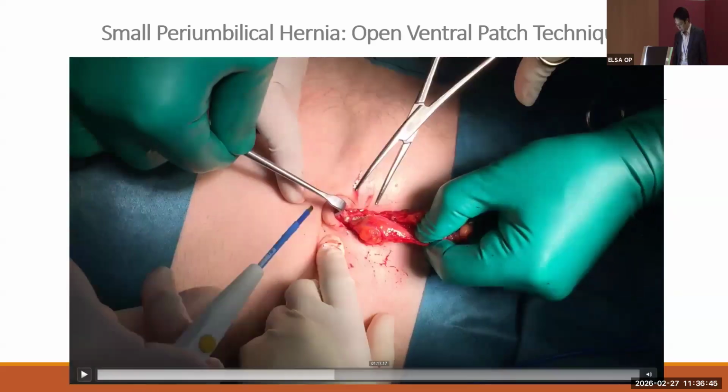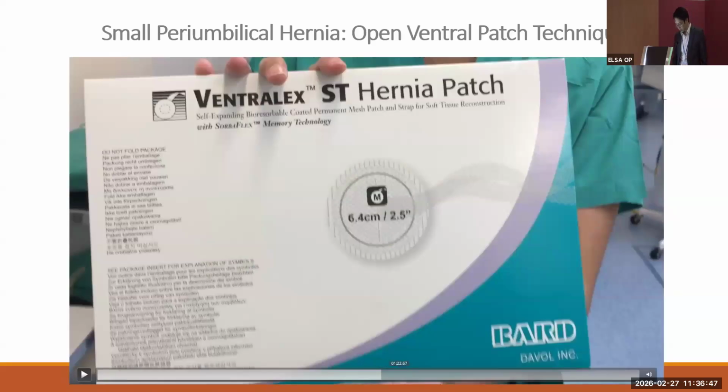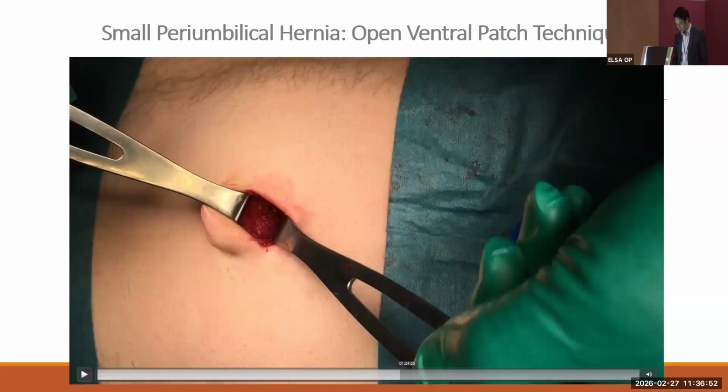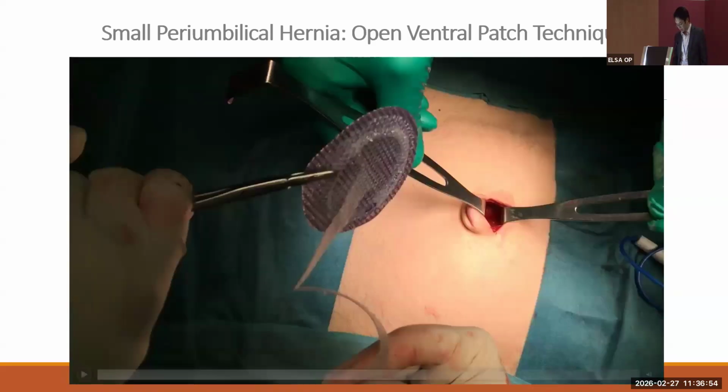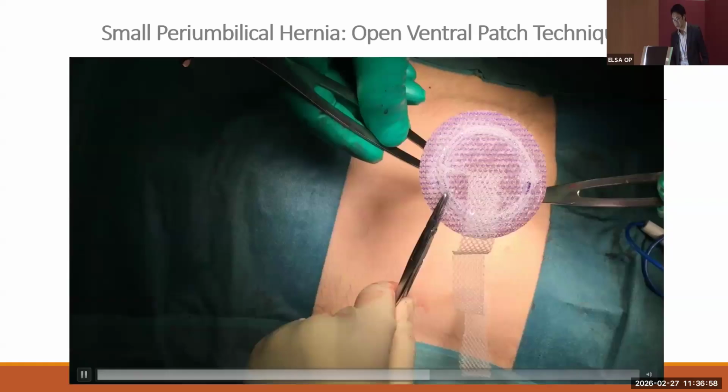Jump through a little bit. This is the mesh that we use. It's a ventral patch mesh. Okay, and you can see later it comes with 2 anchors. There's another brand out there that has 4 anchors, but it's conceptually the same.